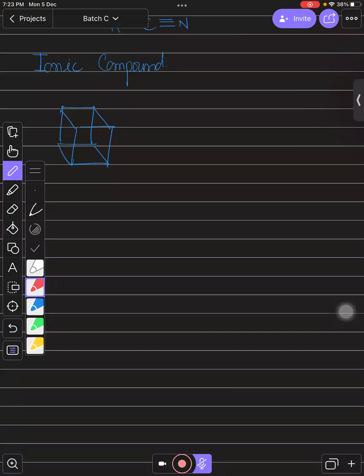Over there, every positive ion is actually attracted by 6 different negative ions, right? On each opposite side, what do you have? A negative. And the same is true for a negative ion: on all its opposite sides, what will you have? A positive. It will be like this, and this structure is known as a giant ionic lattice.